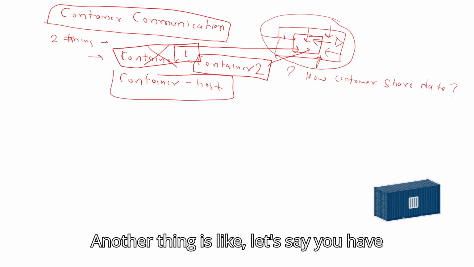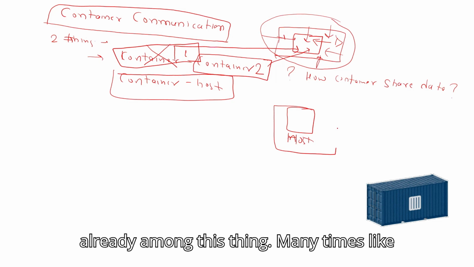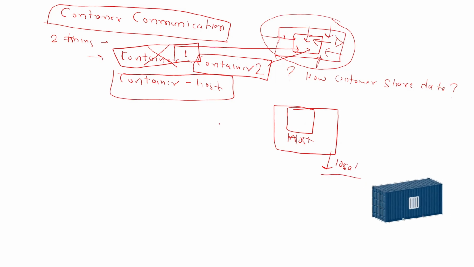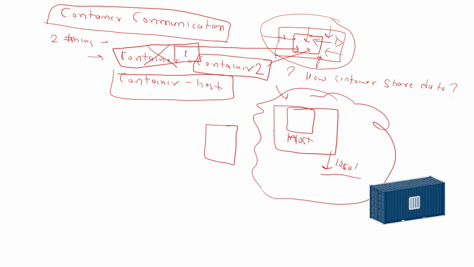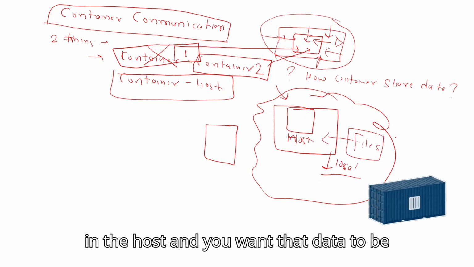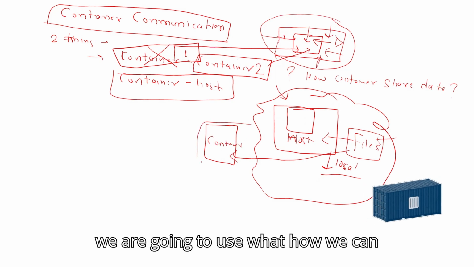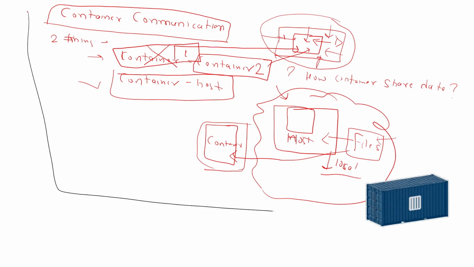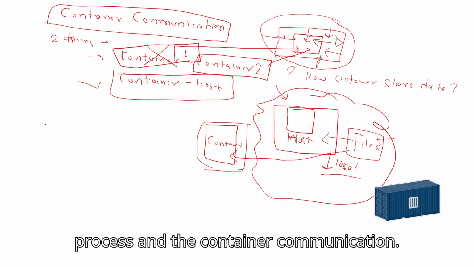Another thing is, let's say you have a host system, right? We have discussed this many times already, what a host system is. Be it my local system or somewhere in the cloud, wherever you have installed your Docker engine. So you have some files or some data in the host and you want that data to be accessible to the container. So for that, how we can achieve that is what we are going to take a look into. So this is pretty much what we need to understand first in the container communication.